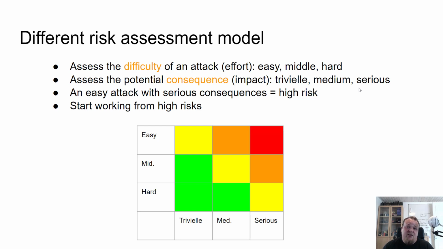So let's assume you have an easy attack. It's a serious consequence. That is a high risk. Basically telling you to put the marker on the easy and the serious, and whenever they come together, they hit in the red area. So that would be a very bad thing to have. This kind of model gives you a way to very, very easily identify different risks in colors. And when something is in a color, it's easier for others to see that this is a really bad risk you need to take care of.